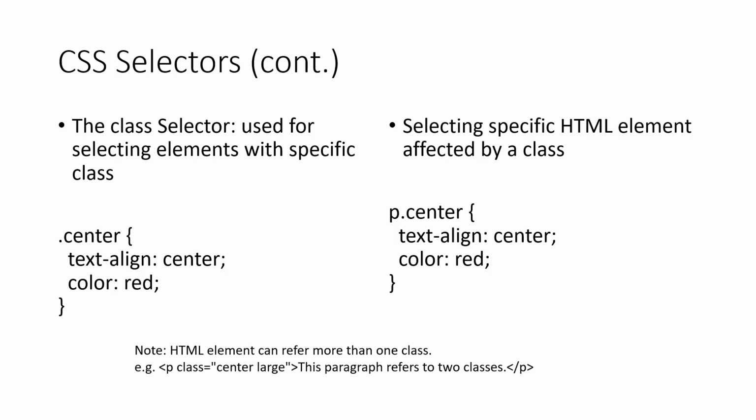Similarly, we can apply this class to a particular HTML element. Here p.center means we focus on the paragraphs with class center. What should happen, right? And the final one that we discussed is when you refer to these HTML elements, you can refer to more than one class. For example, you can have a paragraph and say class is center large, which means we refer to different classes. Do you have any questions on selectors, or are you comfortable?